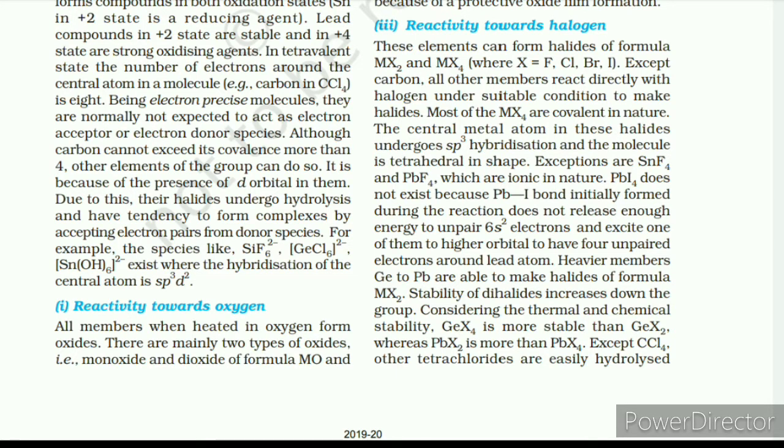Number 1. Reactivity towards oxygen. All members when heated in oxygen form oxides. There are mainly two types of oxides, that is, of formula MO and MO2 respectively. SiO only exists at high temperature. Besides, oxides in higher oxidation states of elements are generally more acidic than those in lower oxidation states.